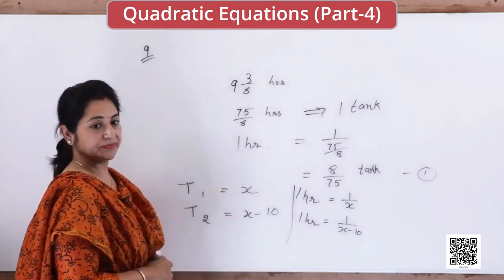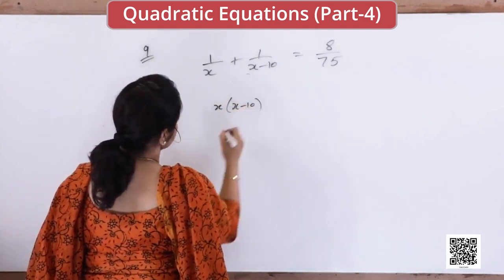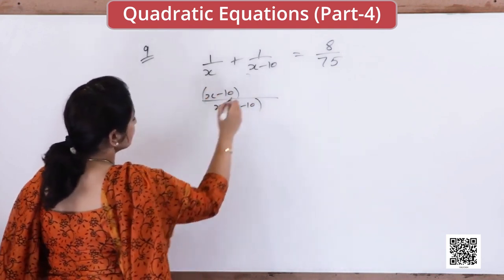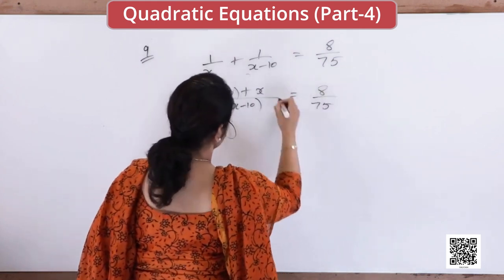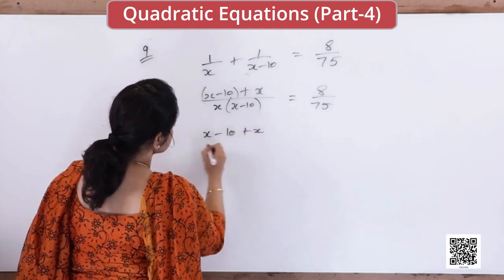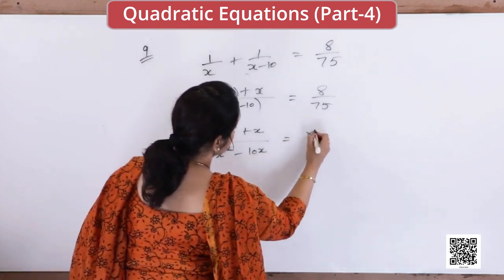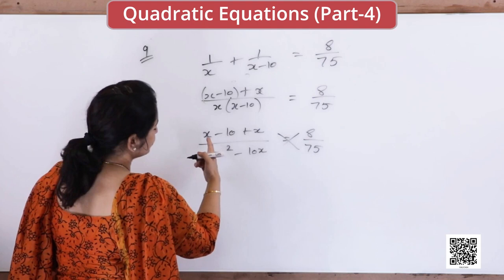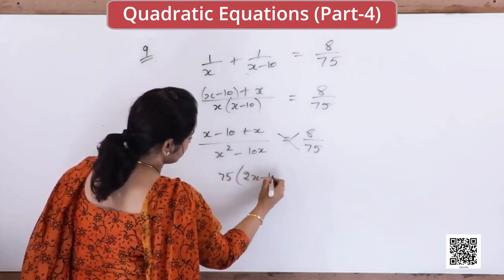Let's do it. Now taking the LCM, X into X minus 10. Here we will have X minus 10 plus X upon X square minus 10X is equal to 8 upon 75. Now we can cross multiply it. Here we will have 2X minus 10, so 75 multiplied by 2X minus 10.